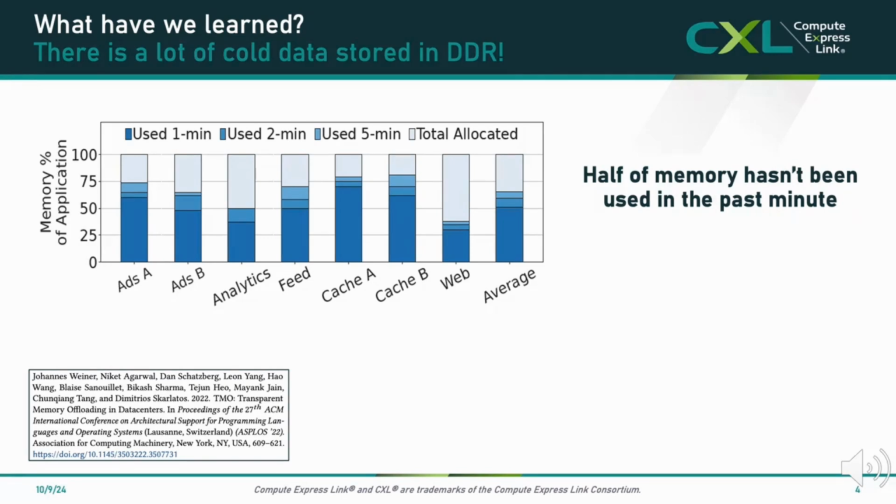The first paper that we see here is from Meta, and it tells us that there is a lot of cold data stored in DRAM today. The graph suggests that for these 8 workloads, half of the memory contents hadn't been used in the past minute. And a minute is an eternity from the performance perspective. If your data is only going to be touched once per minute, it doesn't need to be in fast, expensive memory. Instead, cheap, slow memory out on CXL is sufficient.